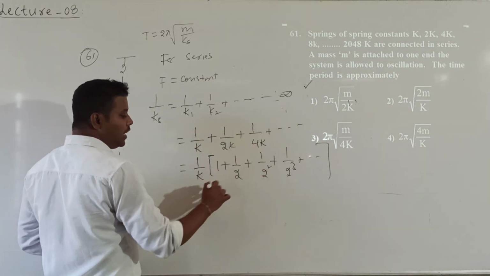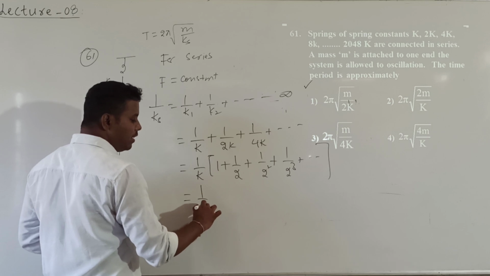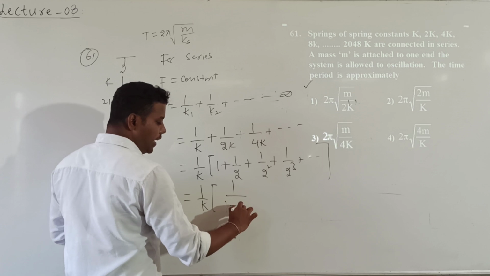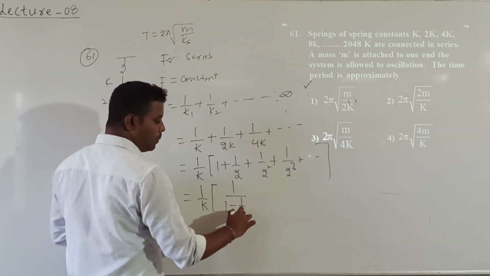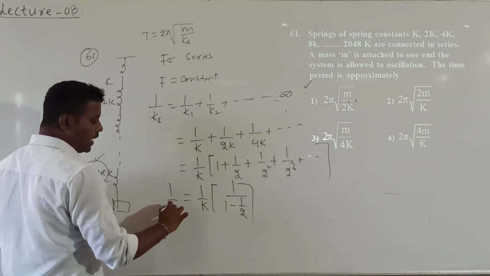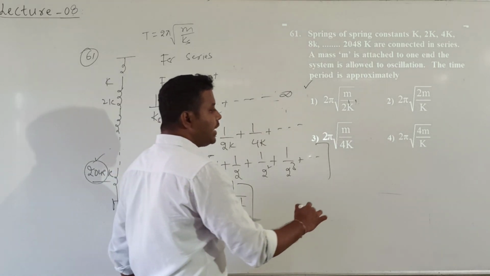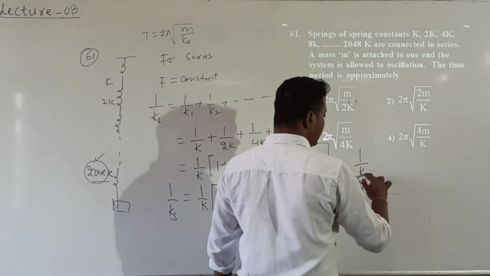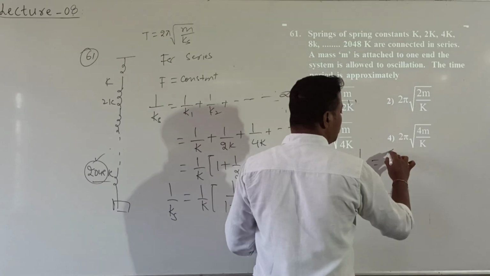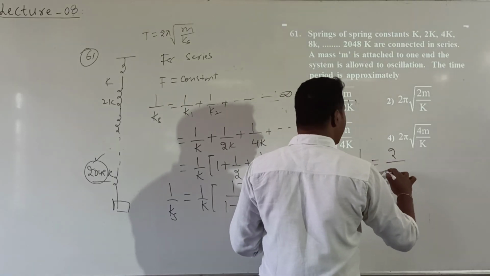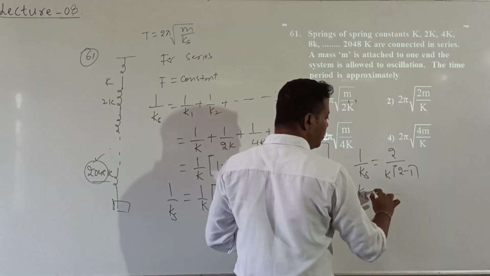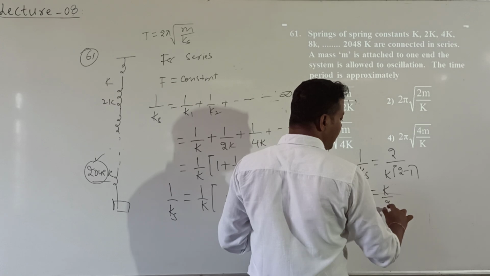When there are an infinite number of terms in a GP, what is the sum formula? 1 divided by 1 minus r. So what is the 1 minus r value? 1 by 2. So what answer do I get for 1 by Ks? 1 by Ks is equal to 2 divided by K into 2 minus 1. So what do I get? Ks value is equal to K by 2.